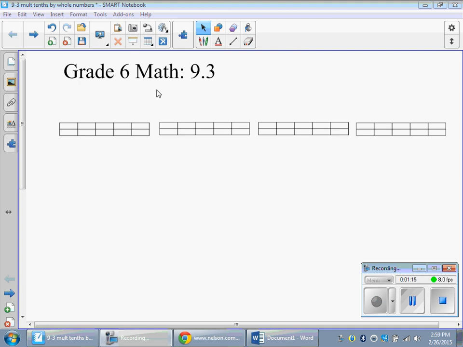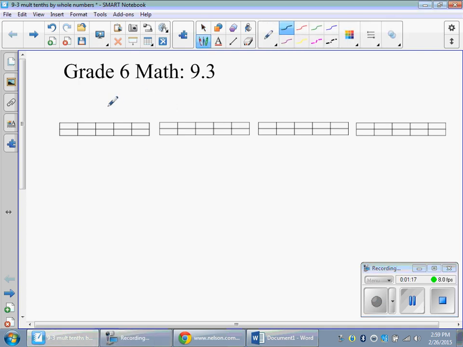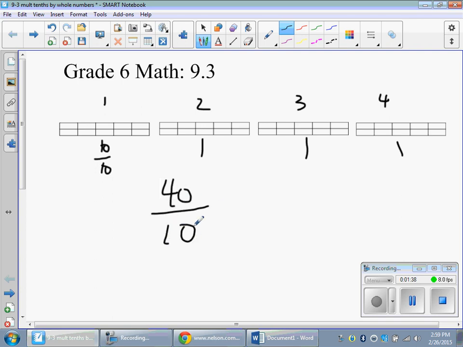Similarly, if I have 4 ones, which you see here, this is 1, 2, 3, 4, these would contain 10 tenths in this one, 10 tenths in this one, 10 tenths in this one, and 10 tenths in this one. Thus, I would have altogether 40 tenths. And of course, we know that this equals 4, and that's the equivalent fraction. That's how we're going to be adding these up and multiplying these today.